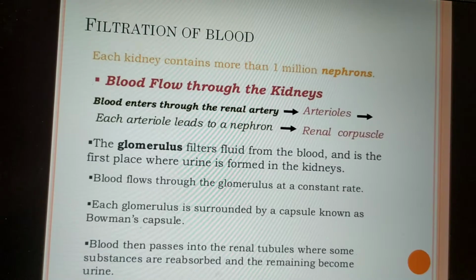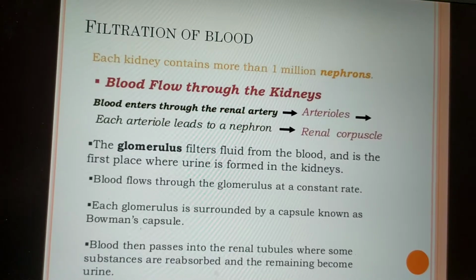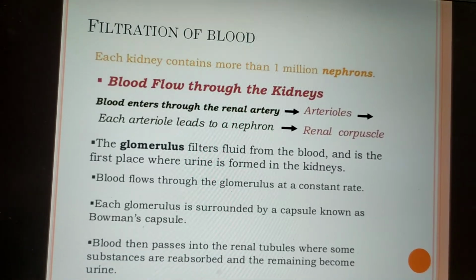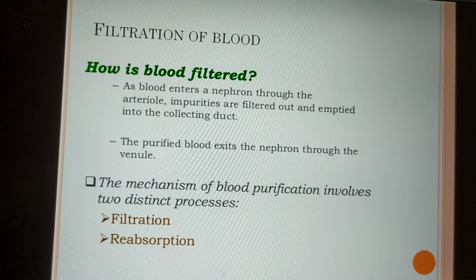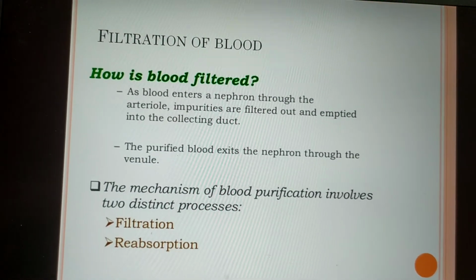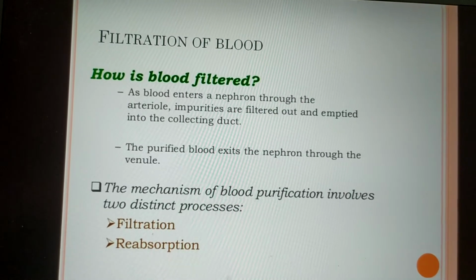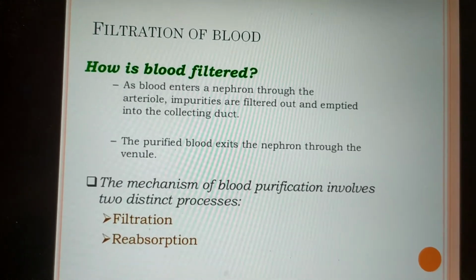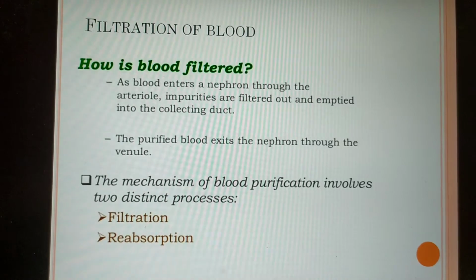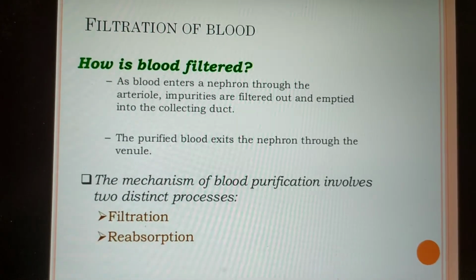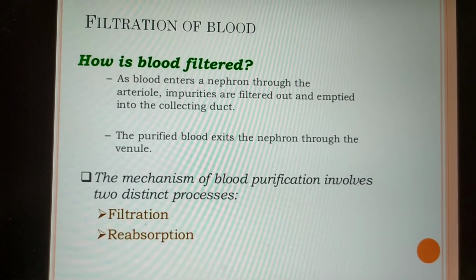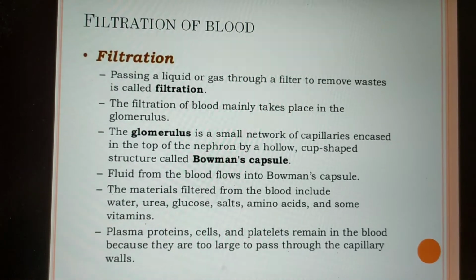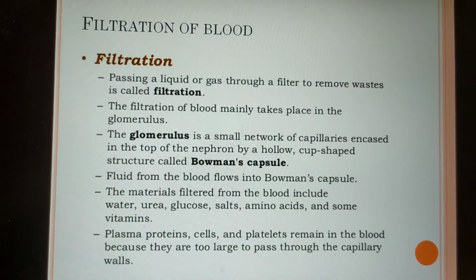Blood then passes into renal tubules where some substances are reabsorbed and the remaining becomes the urine. So as the blood enters a nephron through the arteriole, impurities are filtered out and emptied into the collecting duct. The purified blood exits the nephrons through the venule. The mechanism of blood purification involves two distinct processes, filtration and reabsorption. So the first step we will discuss is filtration of blood.